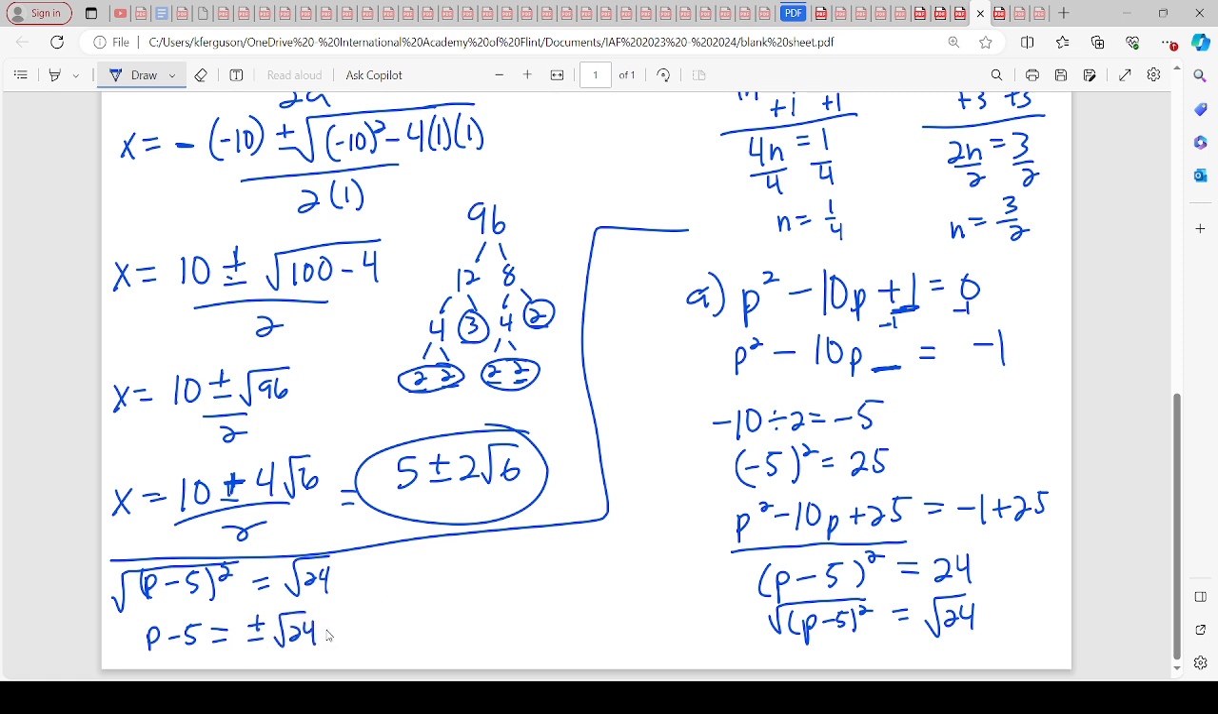Well, guess what the square root of 24 is? It's that. So I'm going to have p minus 5 equals plus or minus 2 times the square root of 6. And then the last thing I do is add 5 to both sides. So then I got p equals 5 plus or minus 2 times the square root of 6. I get the same thing I got there.